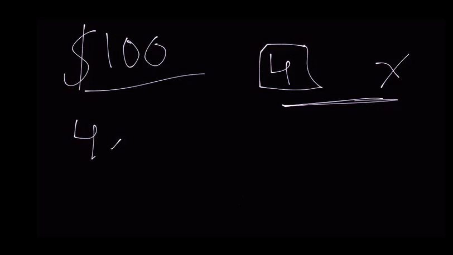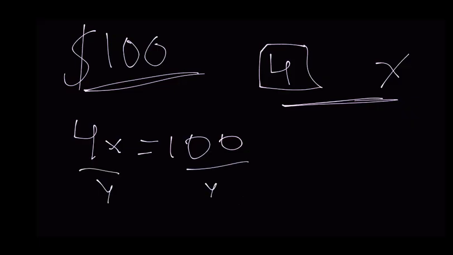So 4x equals the total, which is 100, and we divide both sides by 4 because the operation that we're using here is multiplying, right? 4 by 4, x equals 20.